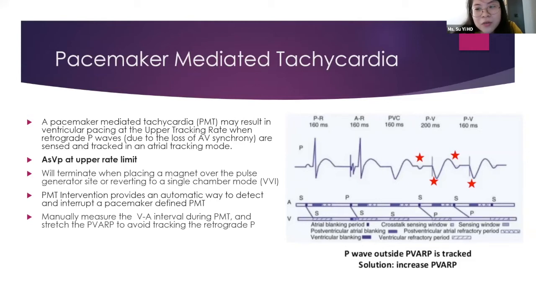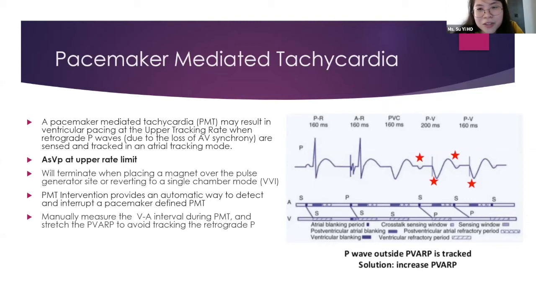So in patients with intact VA conduction, it is caused by the retrograde P waves being sensed, and hence being tracked, followed by a pacing. This pacing will in turn cause another retrograde P wave, and it will create a reentrant loop. This cycle will continue with tracking of the retrograde P, and it will usually occur at the upper tracking rate. This will be very uncomfortable.